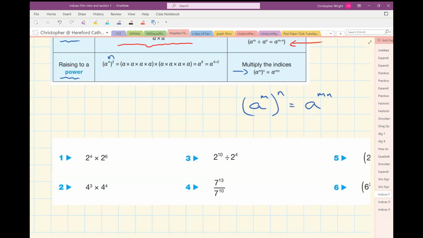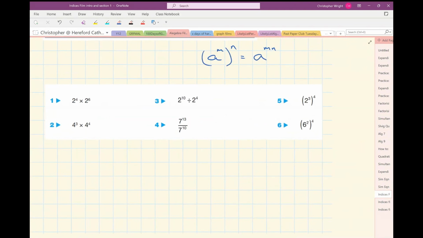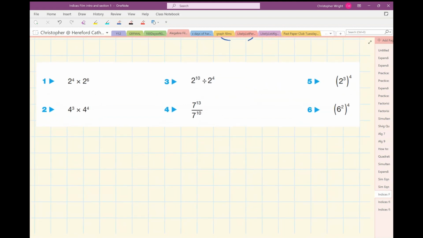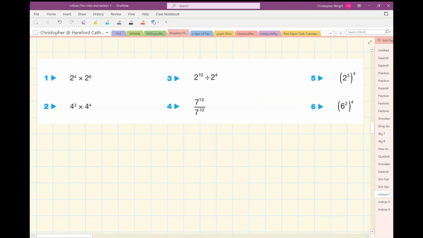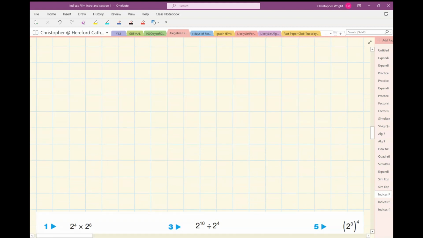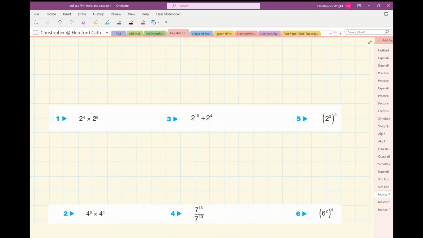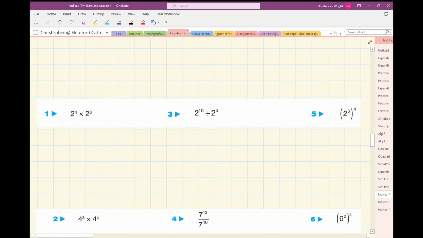Okay, so questions to practice. Here we are. There are 6 questions here. Why not pause the film and have a go at those? Jot down your answers as you're working, and then unpause the film, and I'll run through them quickly. Okay, let's have a look at these questions. Right, I'm going to look at 1, 3, and 5 first, because that's how my page here is laid out.